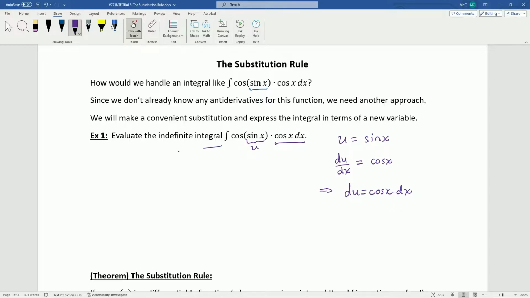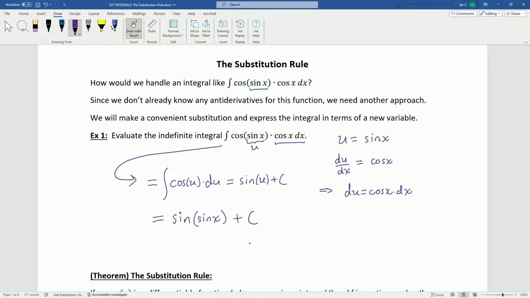That tells me that I can take this whole integral and rewrite it as the integral of cosine of u times du. And that we do know an antiderivative for. The antiderivative for cosine is sine. So this becomes sine of u plus a constant. But since we were trying to integrate with respect to the variable x, we just substitute back our expression for u, which was sine of x, and we get sine of x plus c.